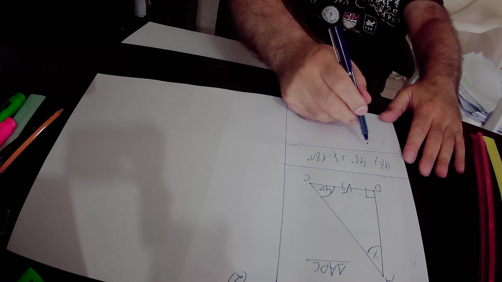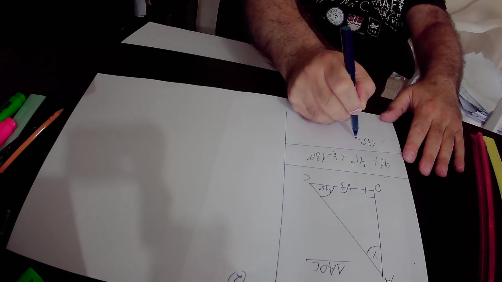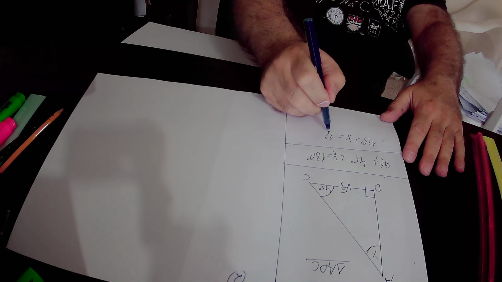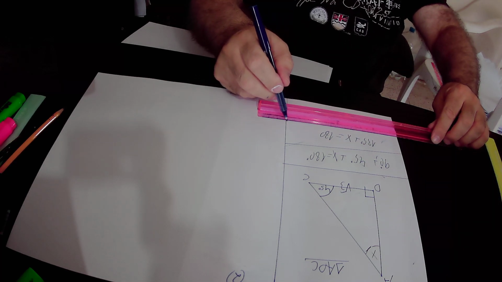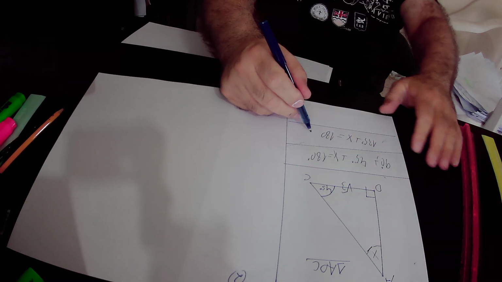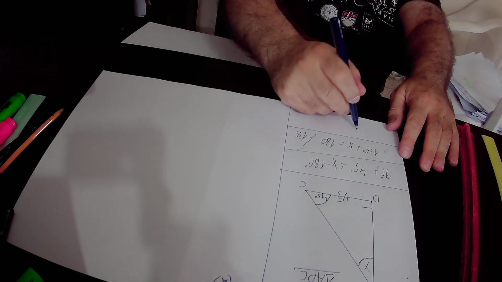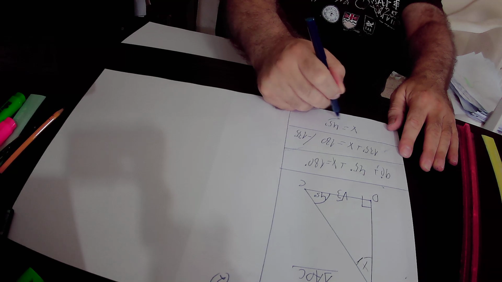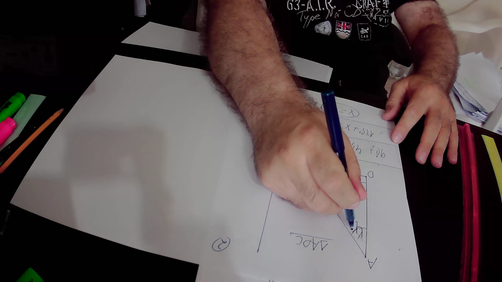90 degrees plus 45 degrees equals 135 degrees, plus x must be equal to 180 degrees. So here we subtract 135 degrees from this equation, and we get the missing angle x equals 180 degrees minus 135 degrees, which is equal to 45 degrees. So this angle x equals 45 degrees.